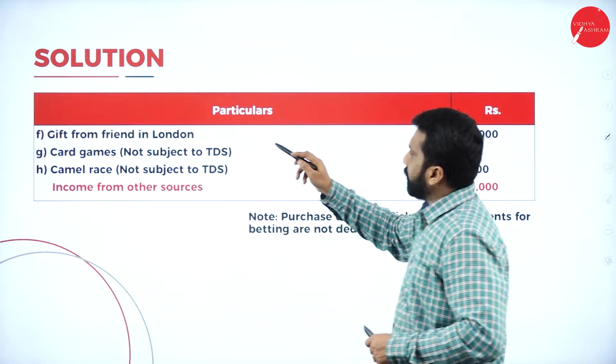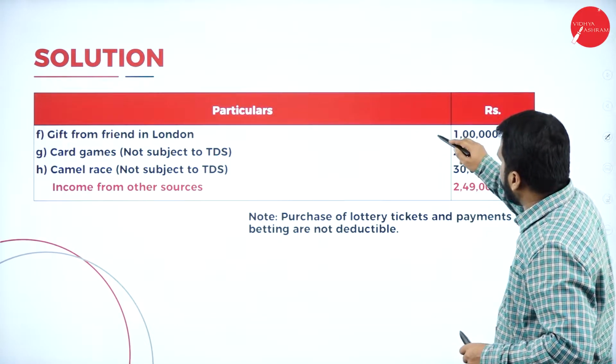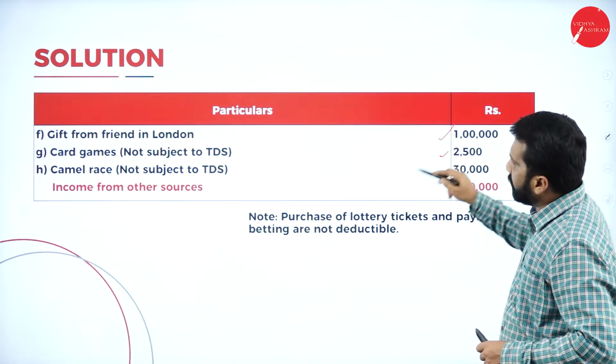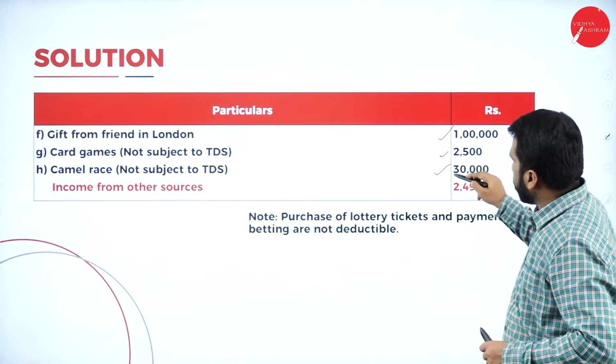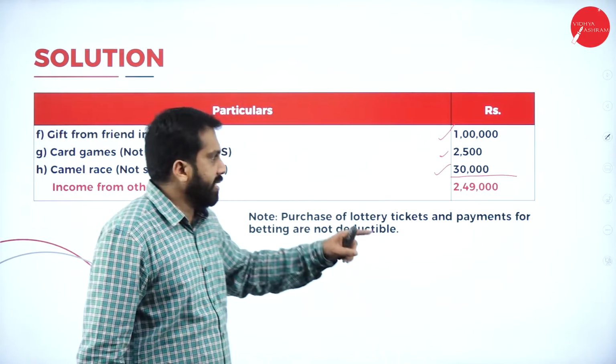Gift from friend in London, as I told you, up to 50,000 is exempted. Here the value is 1 lakh, so taxable. Card game not subject to TDS, and camel race not subject to TDS, and the total income from other source is this much.